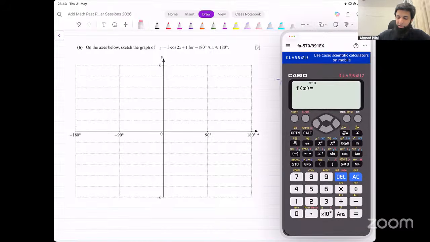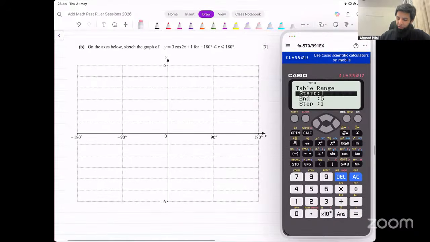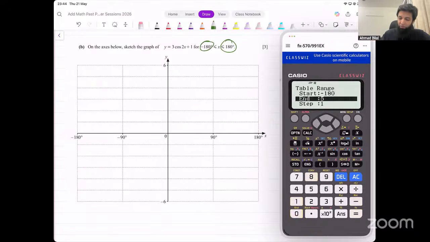Okay? Let's input that. 3 cos of 2x plus 1. That's the function. Skip the other one. There's only one function that we need to draw here. Start. Where do we start? The first value, negative 180. Where do we end? Final value, 180. What's the step going to be?